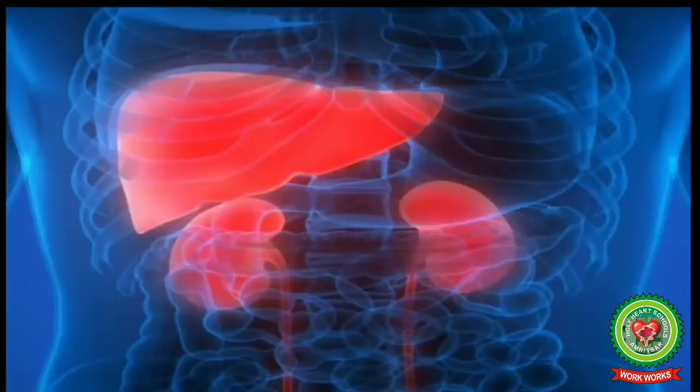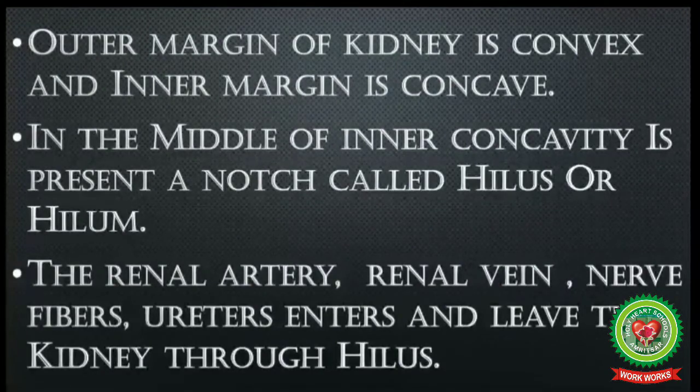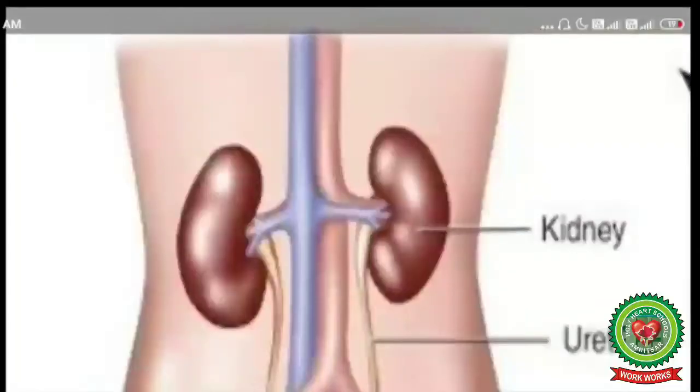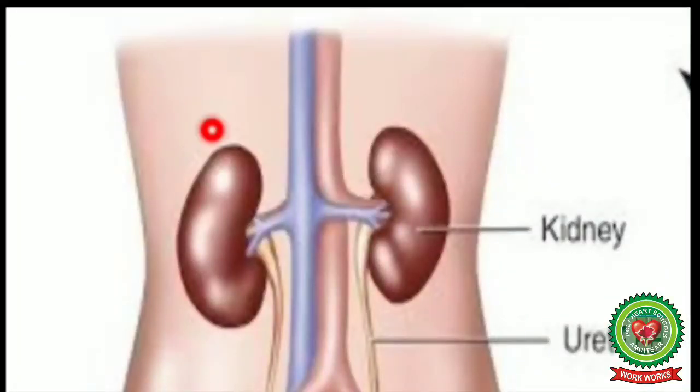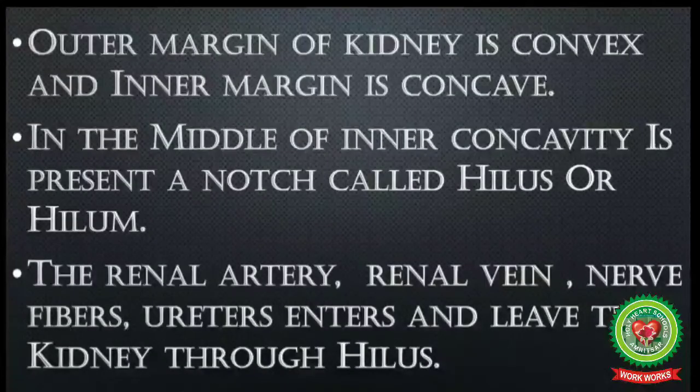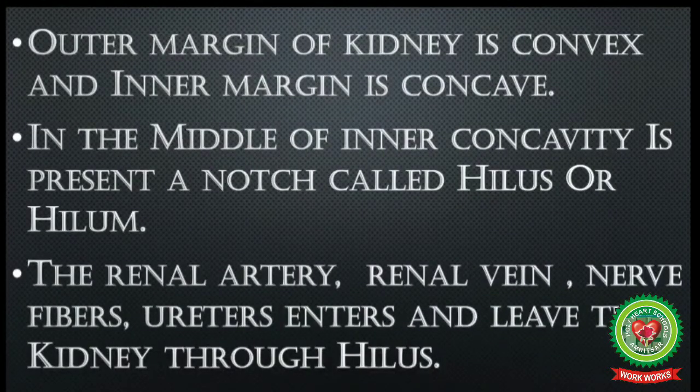See, outer margin of kidney is convex and inner margin is concave. In the middle of inner concavity is present a notch called hilus or hilum. This notch like structure is known as hilus. The renal artery, renal vein, nerve fibers, ureters enters and leaves the kidney through hilus.